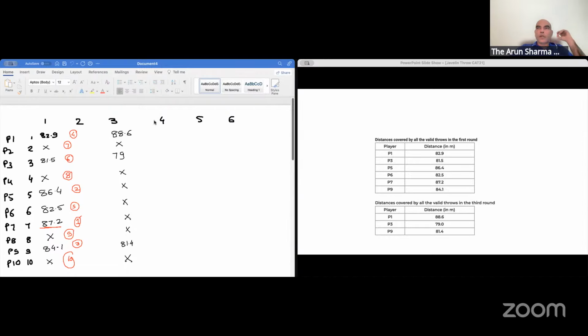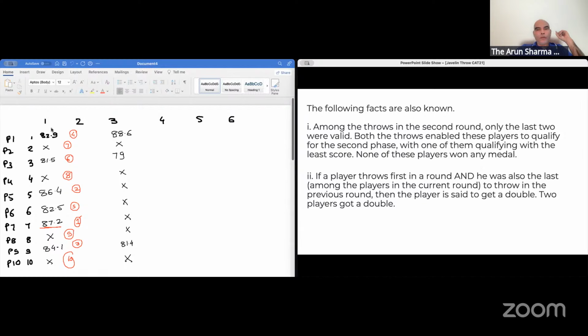And then the question moves into the clues. The following facts are also known. So this clue is about the second round. Among the throws in the second round, only the last two are valid. Now, this is where you get the benefit of having done this red marking that I've done here. Only the last two throws are valid. So there are only two valid throws, the ninth and the 10th one in the second round. So everything else is invalid.